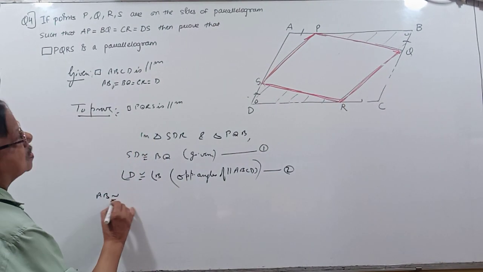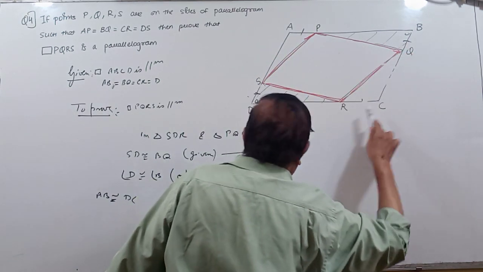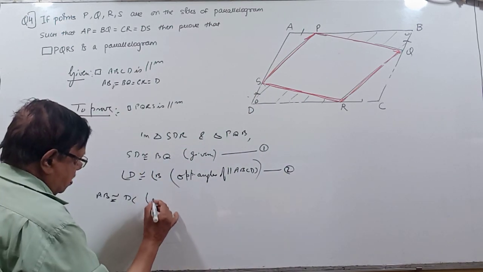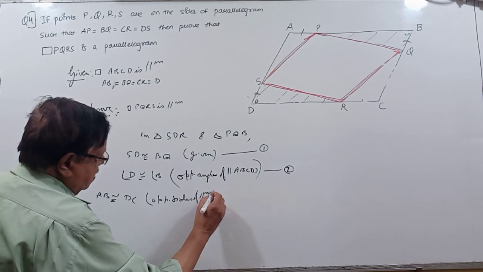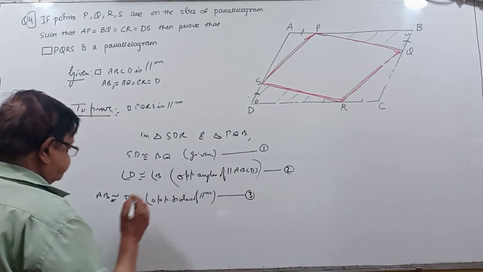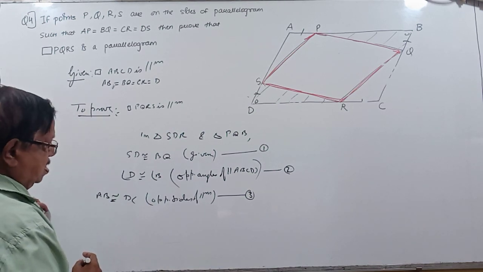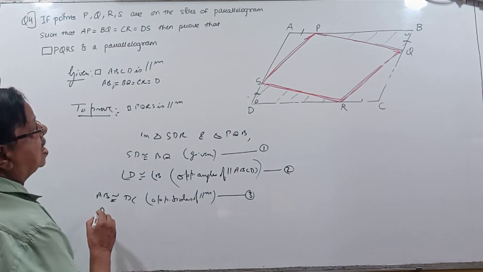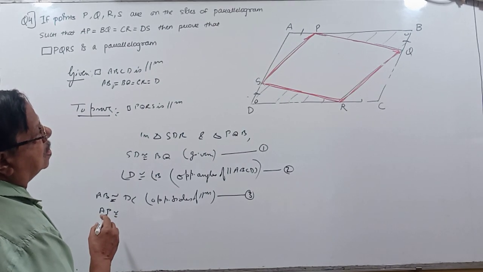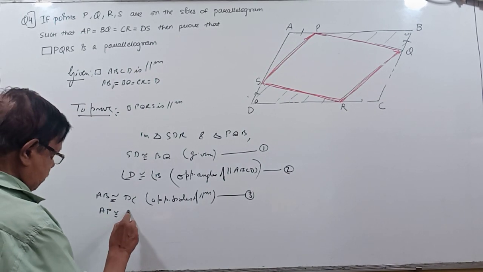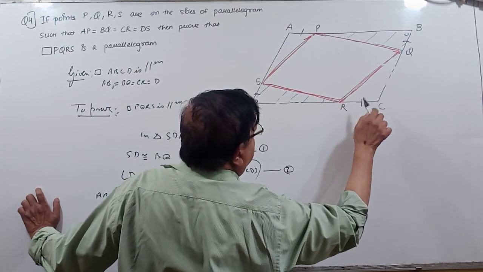For that, AB congruent to DC. Why is AB congruent to DC? Opposite sides of the parallelogram. This is 3. Also, AB congruent to DC, opposite sides of the parallelogram. Also, AP congruent to RC. AP is congruent to RC. Given.